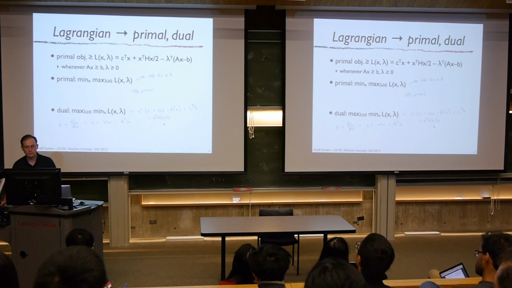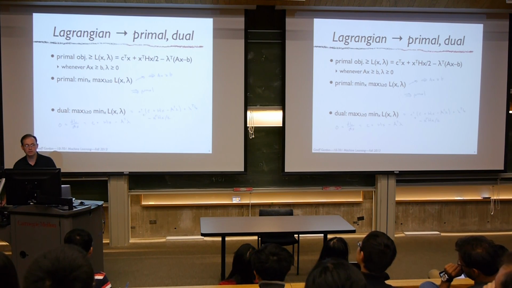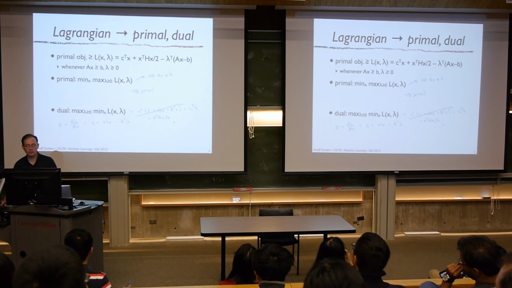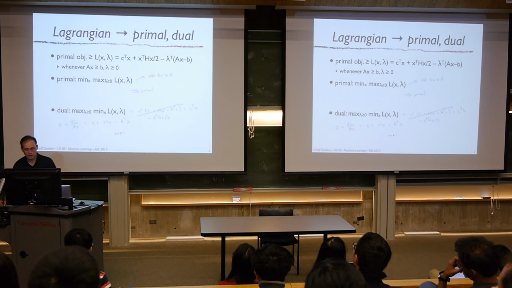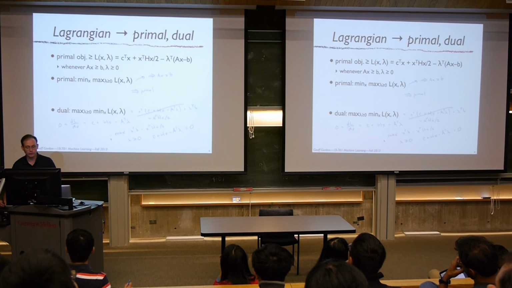Right? So now we've rewritten the Lagrangian by factoring out the thing that we know to be 0. This thing goes away. We get lambda transpose b minus x transpose Hx over 2. And the problem becomes to max over lambda greater than or equal to 0, lambda transpose b minus x transpose Hx over 2. And then we have to have c plus Hx minus A transpose lambda equal to 0. And this was the dual problem.